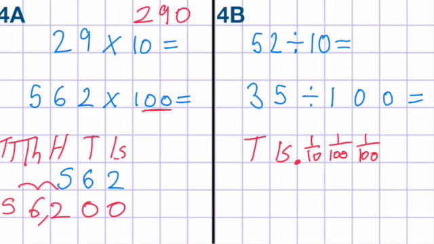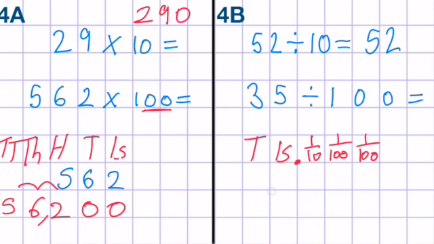So if I put 52 here, so 5 tens, 2 ones, when we divide by 10, the digits move 1 place right. So the 2 goes into the tenths column and the 5 moves into the ones column. And we need a decimal point. The answer is 5.2.